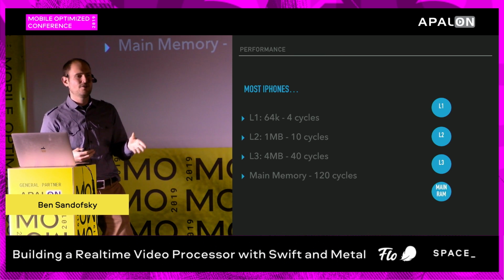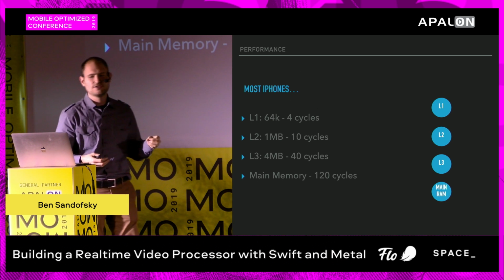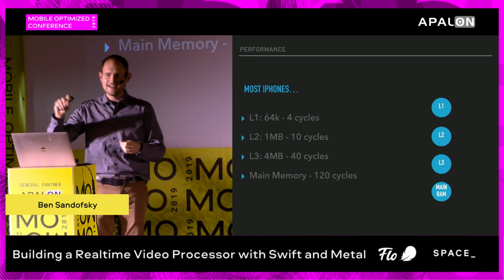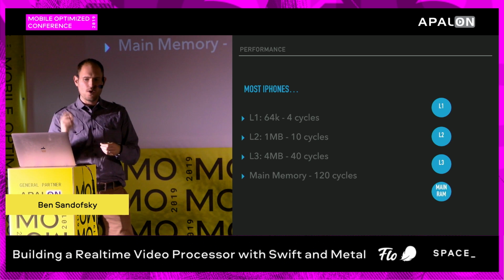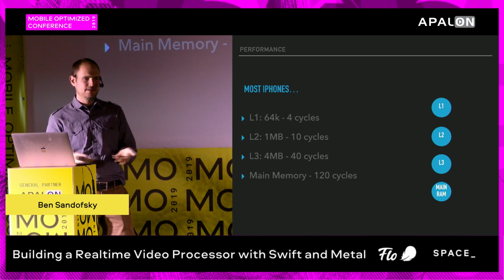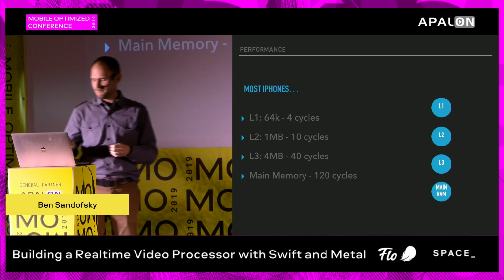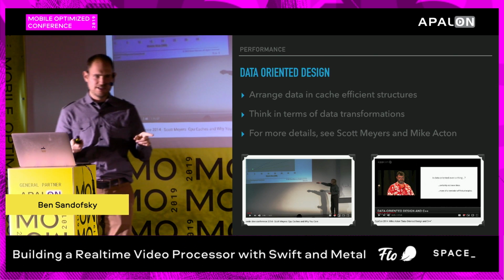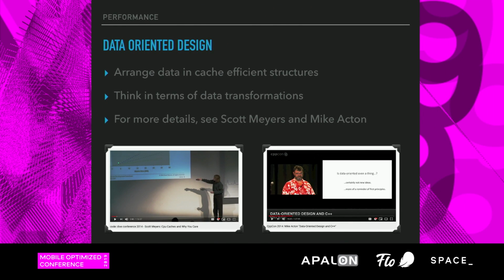A typical iPhone, this is as of last year, looking at just the matrix of the most used iPhones in the world, has about 64 kilobytes, that's with a K, of L1 cache, 1 megabyte of L2 cache, 4 megabytes of L3 cache, and then they don't document it, but roughly 2 gigabytes of main memory. Okay. So this has some very interesting implications, and if you're interested in learning more about this, check out videos by Scott Meyers or Mike Acton, who's the former engine director over at Insomniac Games.